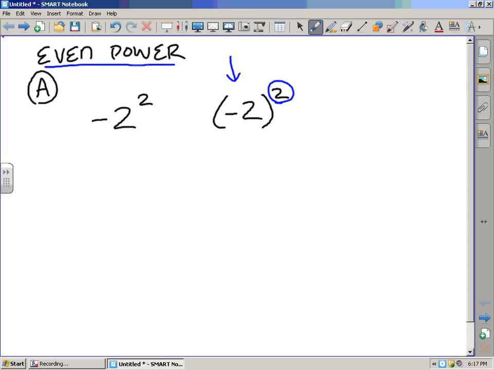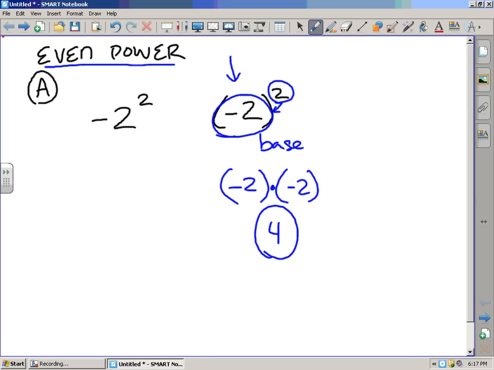So in this case, the 2 is directly beside the set of parentheses, which means that the 2 goes to the entire parentheses. So that means that this whole thing, this whole -2, is the base. And of course, the 2 is the power or the exponent. The power of the exponent tells us how many times to write the base. And then we multiply. We have a multiplication sign in between the number of times that we write that number. So -2 multiplied by -2, we get 4.